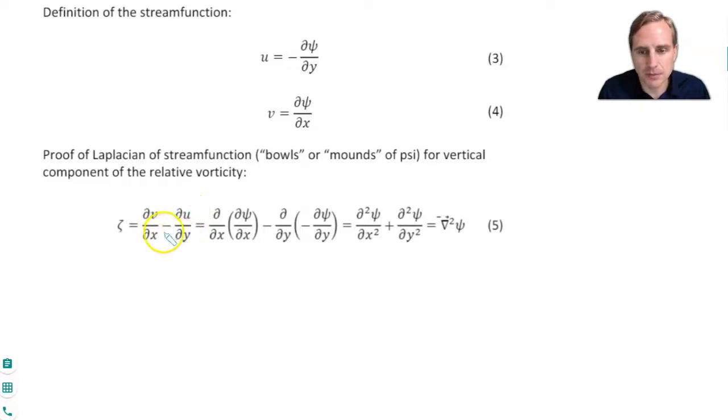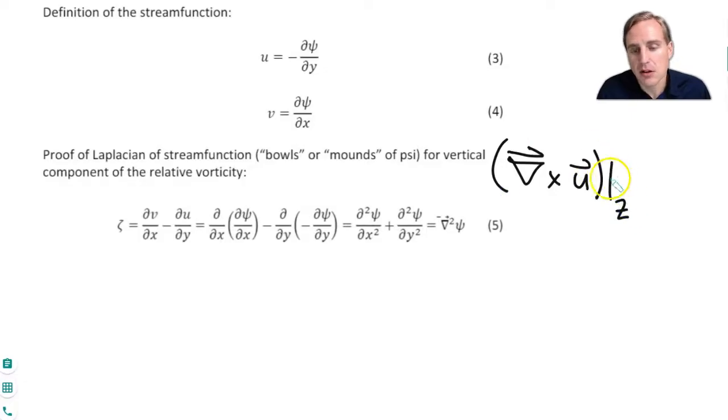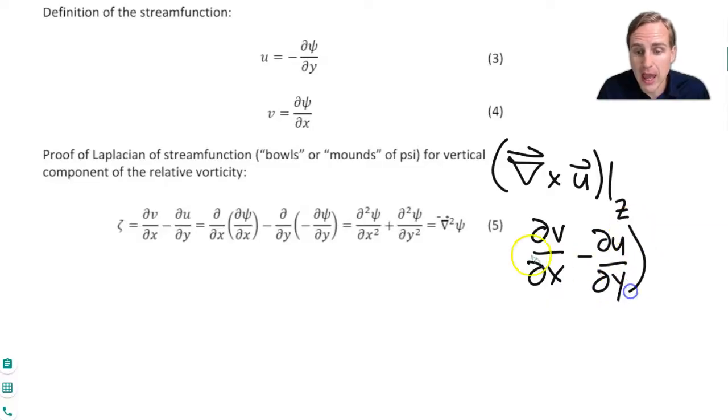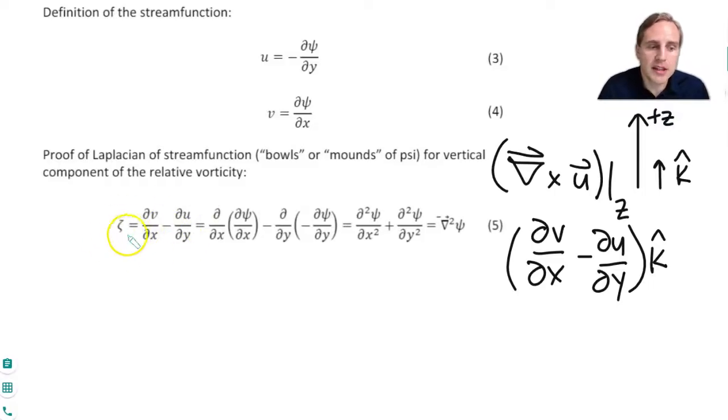That's just a definition. In fact, if you look at what you might consider to be the curl of any vector field, so if you take del cross a velocity vector field, then it turns out that the z component of this is actually going to be partial v partial x minus partial u partial y, and that would be in the so-called k hat direction, where the k hat direction is the unit vector along the z-axis. So this is the definition of zeta.